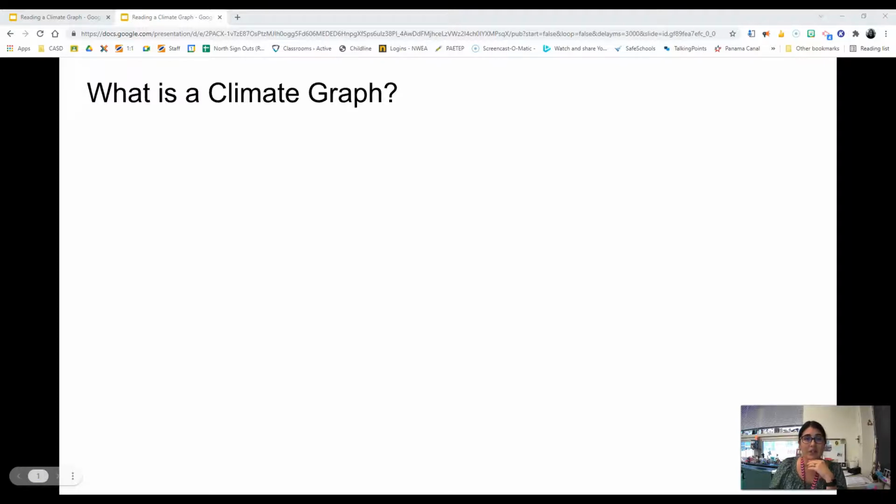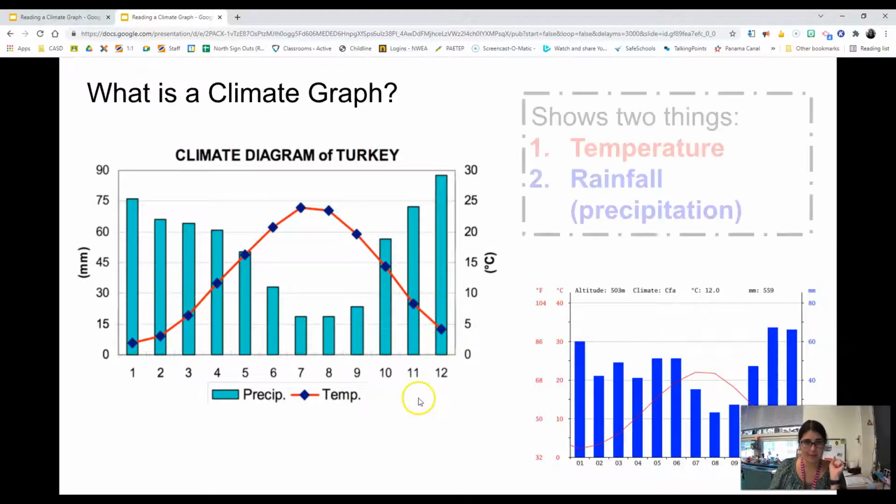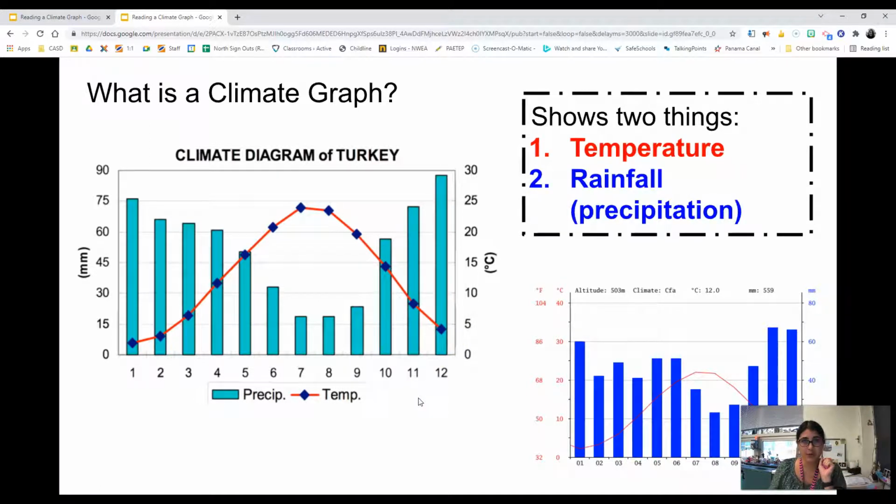So we have these two graphs on our presentation, and you can see the two things that make up climate, the precipitation and the temperature. We are going to learn how to read a climate graph and what the different axes mean, and what these numbers mean, and what information we can gather from that. So the two things that are always on a climate graph are temperature and rainfall.